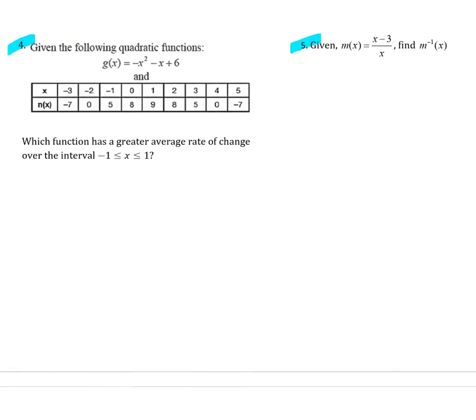Okay, given the following quadratic functions, I want to figure out which function has a greater average rate of change over the interval of negative 1 to 1. Average rate of change is just slope. So that's y2 minus y1 over x2 minus x1. Make sure you know this formula. Now, over the interval of negative 1 to 1, on my table for n of x, here's x equals negative 1, here's x equals 1. So I'll be using those values.